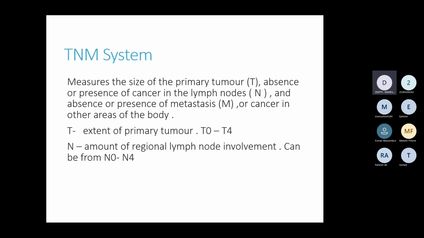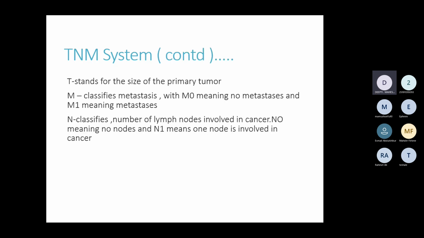M stands for metastasis. So if it is M0, that means there is no metastasis. M1 means there is metastasis. You don't have in between like M2, M3, M4. So for metastasis, there is or there is not. Okay, you have only two terminologies here, M0 and M1. If it is M0, no metastasis. If it is M1, there is metastasis.